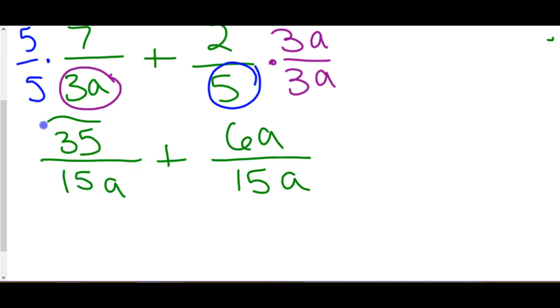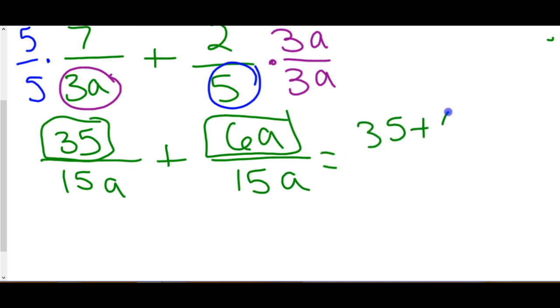So again, we are only adding the top pieces. The only problem is 35 plus 6a, those are not like terms. They cannot actually combine together. But because we want this to be one fraction instead of two, we're going to put one fraction line underneath them. And again, we only use the 15a once on the bottom. We don't add the 15a and the 15a. We leave the bottom alone.